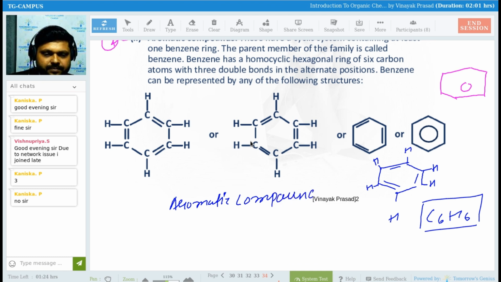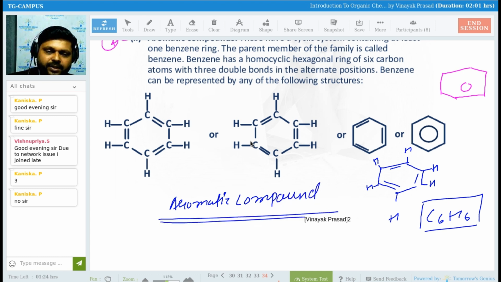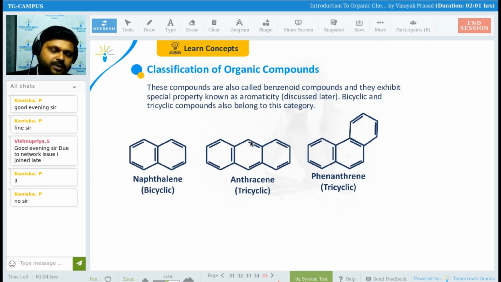Any doubt? If a double bond is coming at alternate positions, it means this is an aromatic compound. But now you may ask me, sir, here it is double, single, single, single, so how is this an aromatic compound? Guys, you have to check it very carefully.